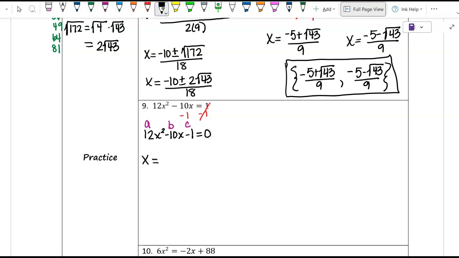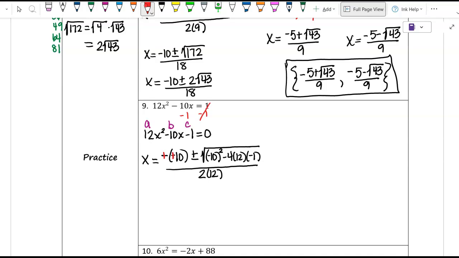So x equals, the formula calls for negative B. In this case, our B is already negative, so negative 10 plus or minus the square root. We're going to put that negative 10 in parentheses to square it, minus 4 times 12 times negative 1. This is all going to be divided by 2 times 12. So our double negative here is going to go positive.